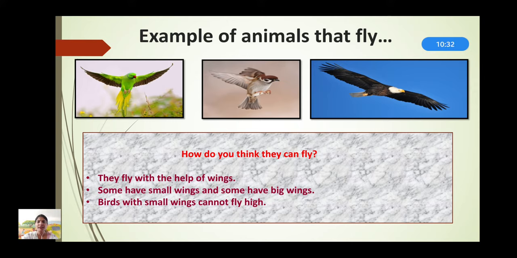Now, have you seen a sparrow or a crow flying very high up in the sky? No, but some animals can fly very high in the sky. Who are they? Yes, eagle. It flies very high. Birds with small wings cannot fly very high.